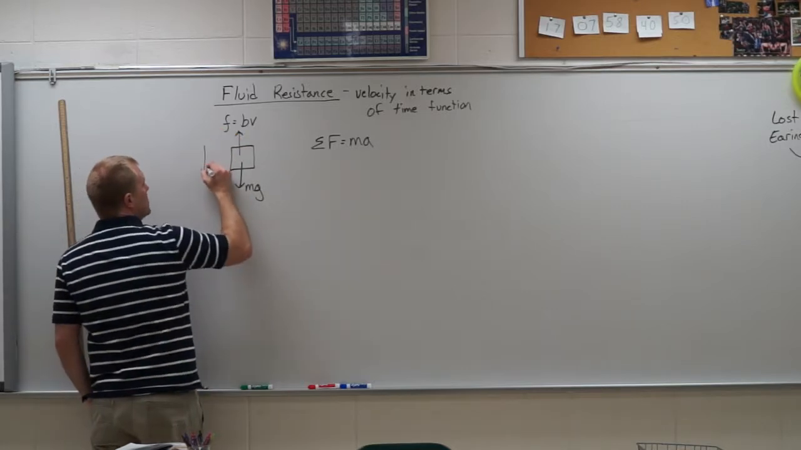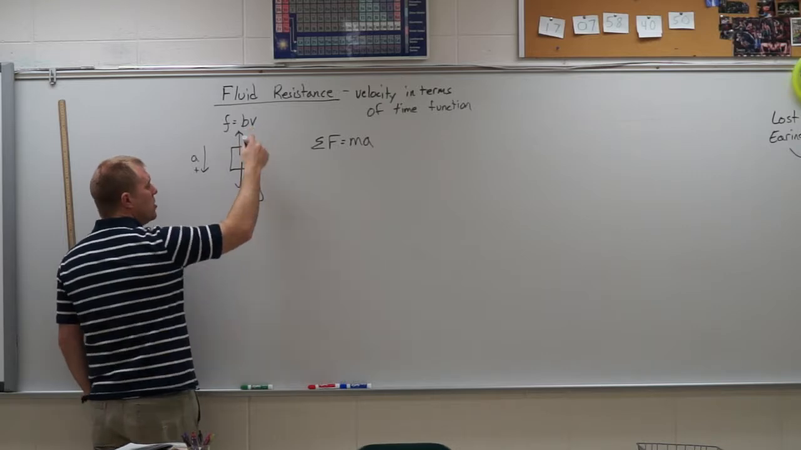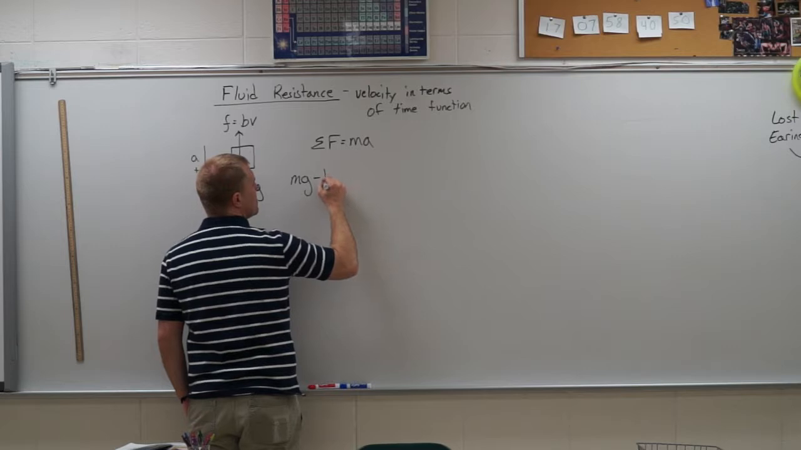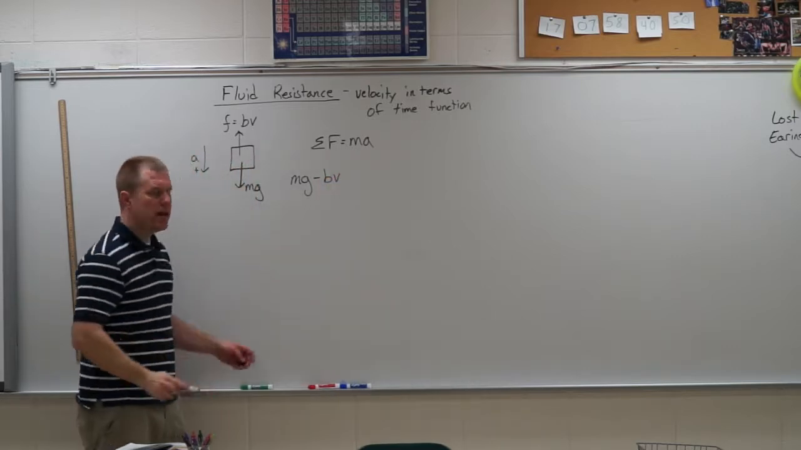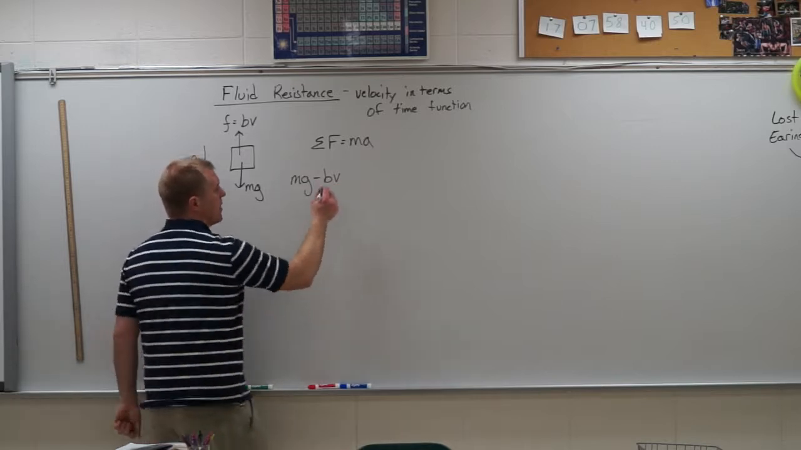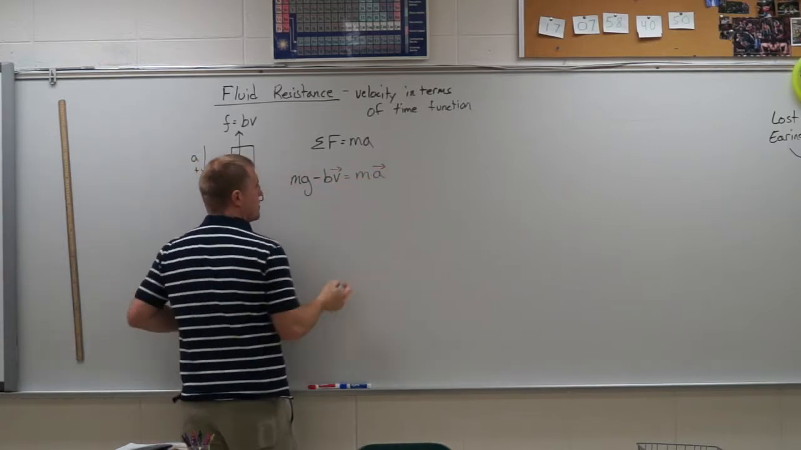And so I'm going to choose down as my positive direction. That way my v is always positive. So when I create my equation here, I have mg minus bv, meaning my force is in the opposite direction of my velocity. And so that's a vector now, equals ma vector.